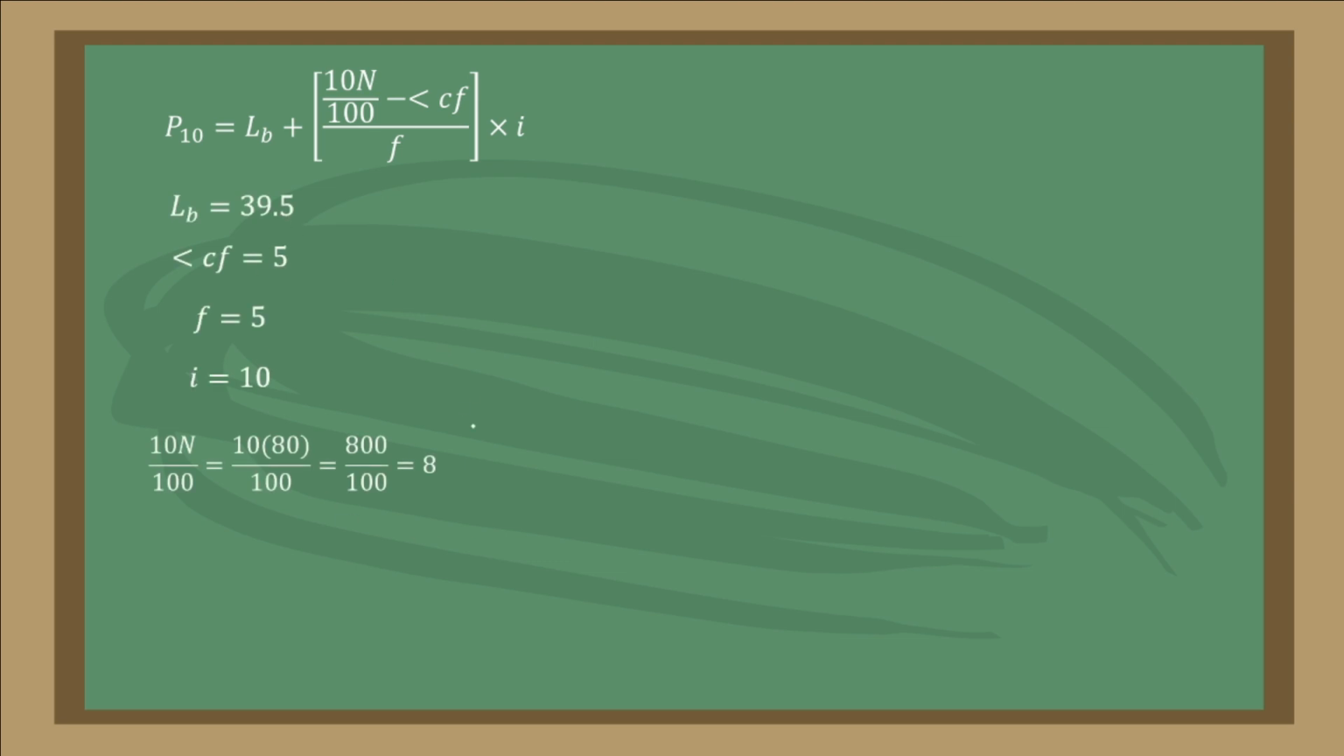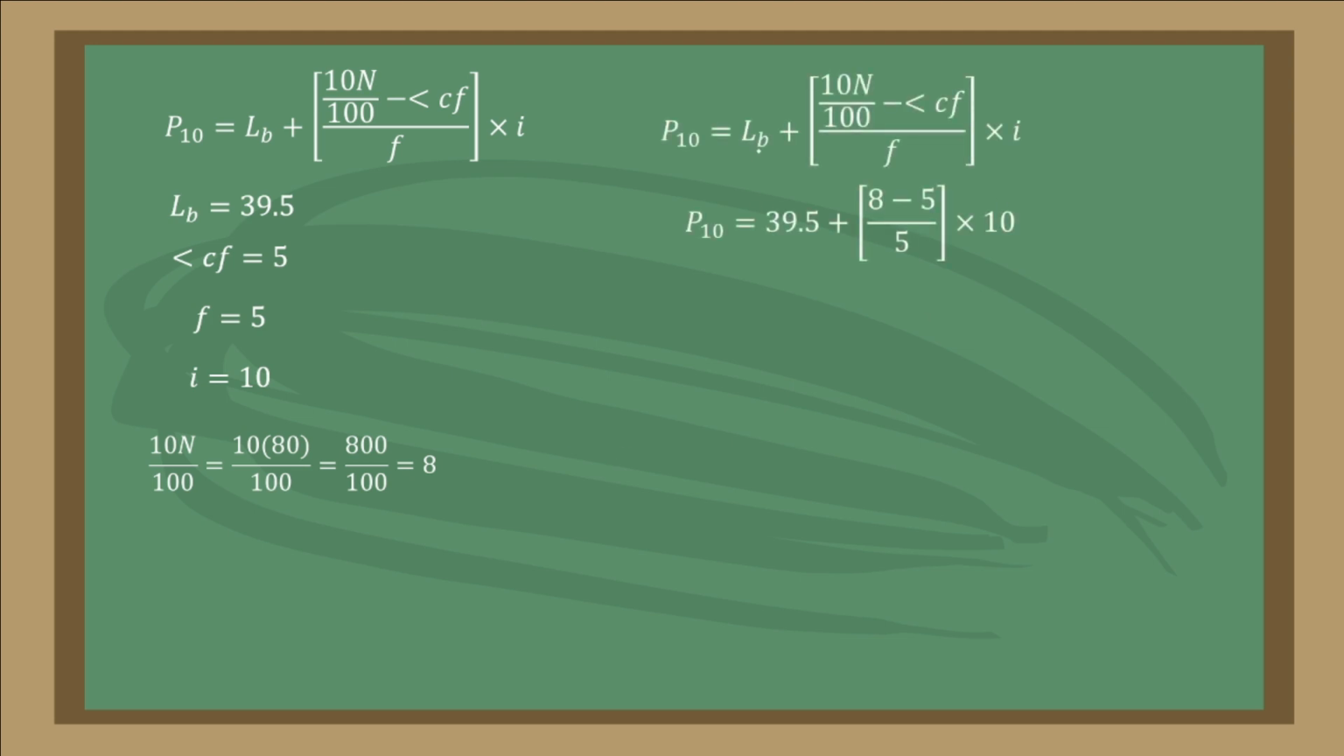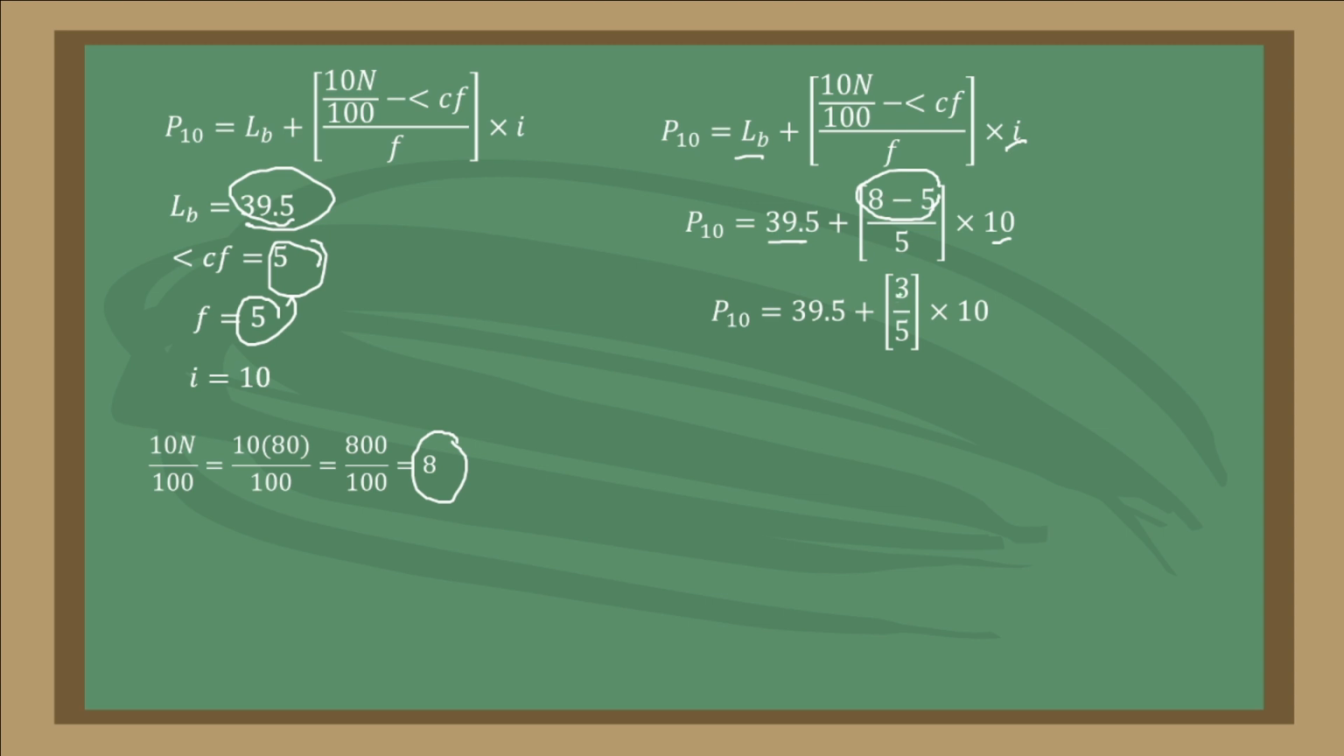Now we're going to substitute the values to the formula. The lower class boundary will become 39.5. Then 10n over 100, we have solved a while ago, and the answer is 8, so it is replaced by 8. Minus less than cumulative frequency, which is 5, and our frequency, which is also 5, and our interval, which is 10. Let us solve first the values inside the parentheses. 8 minus 5 is 3, so we have 3 over 5. Then we multiply by 10, so 3 over 5 times 10 is 6. Then we add 39.5 plus 6, which is 45.5. So this is the value of our P10.